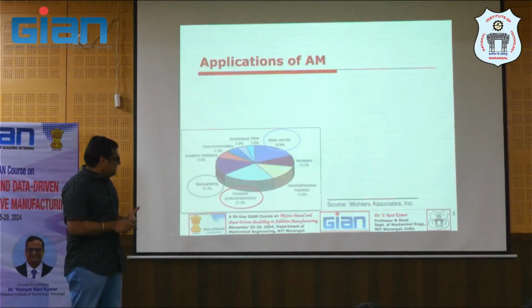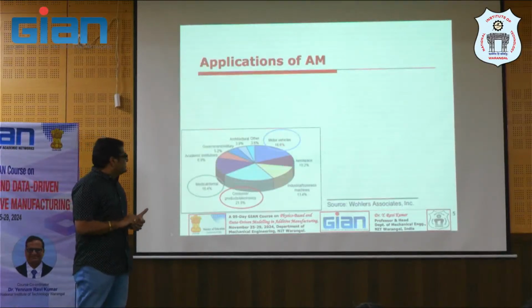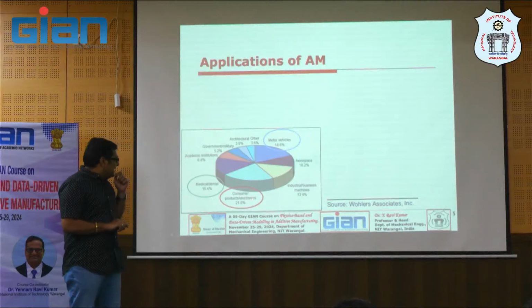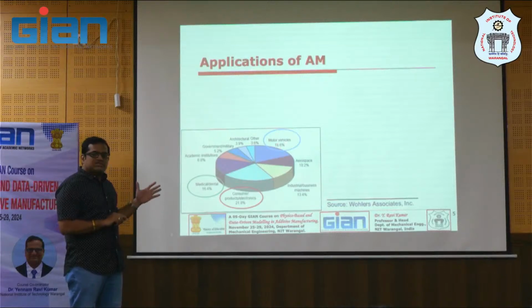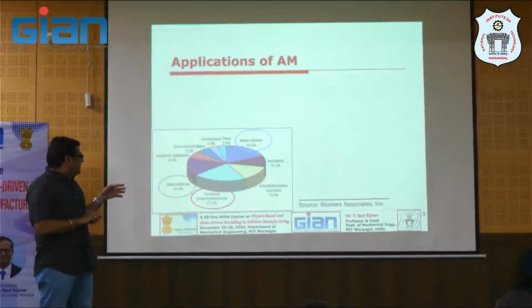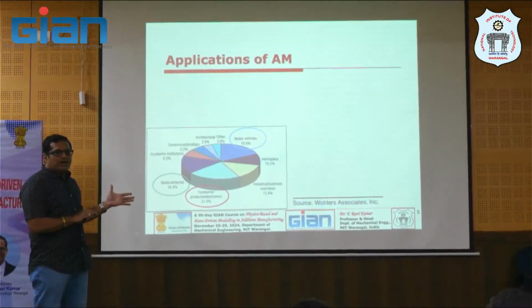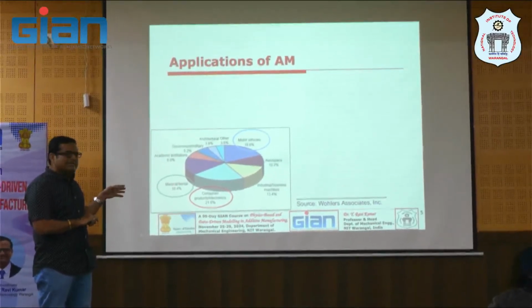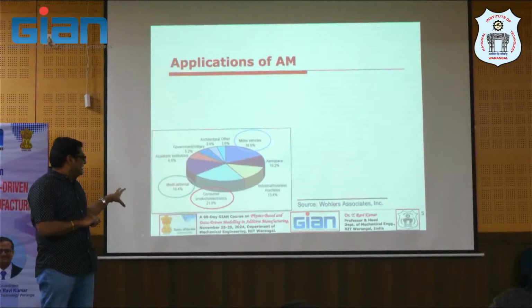If we look at the applications industry-wise, consumer products and electronics is the biggest share at 21.8%, followed by motor vehicle, that is automobile and automotive together, at 18.6%, almost on par. Medical is sitting in third place, medical and dental together at 16.4%. This is the Wohlers statistics report.